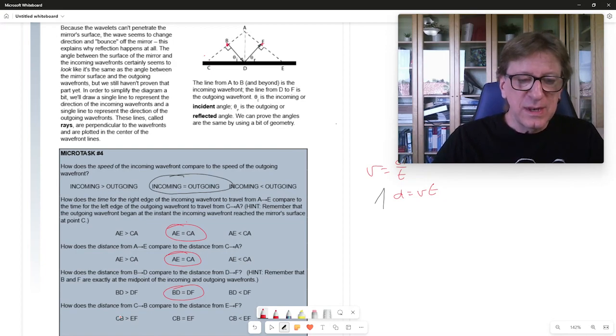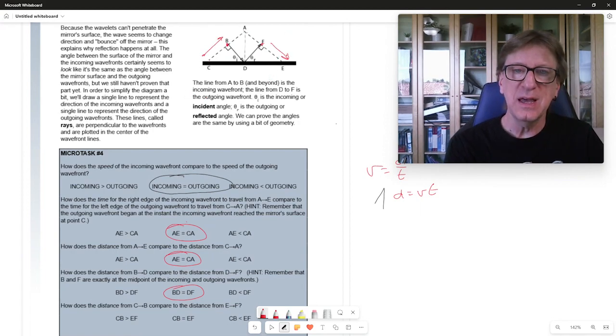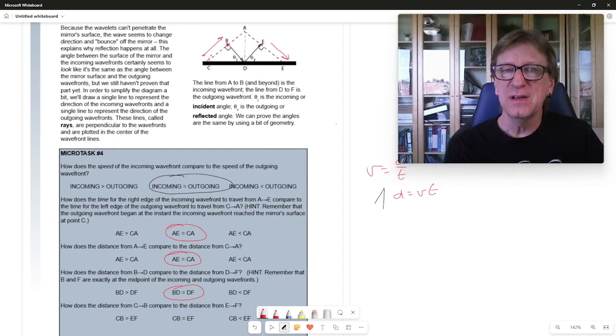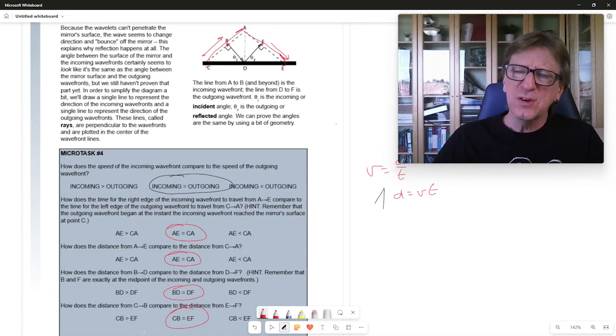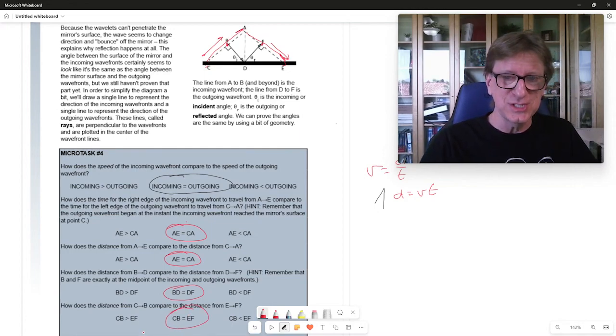Okay, so then how does the distance from C to B, here to here, compare to the distance from E to F? Well, we said that the distance from C to A was the same as the distance from A to E. If you don't remember that, go back and work through all the steps here. We're doing geometry, not physics, really. But B is at the halfway point. So if this distance is equal to this distance, half those distances also have to be the same. You're going to see why we're asking these questions here in just a second.